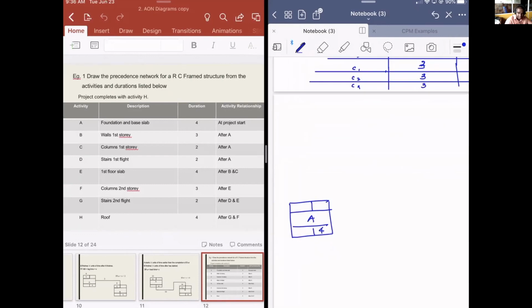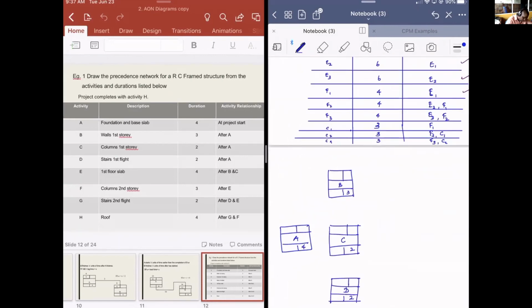And there are 3 activities. Activities B, C, and D are after A. E should be after B and C. I'm sorry, these are all finish to start. As I told you, left and bottom faces are start, top and right faces are finish. So this is finish to start. E should be after B and C. The duration is 4.